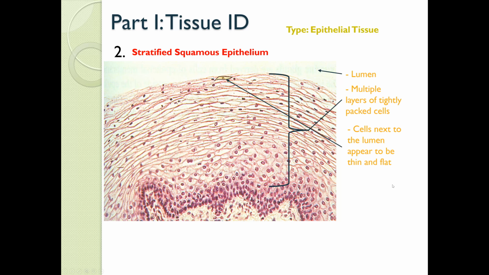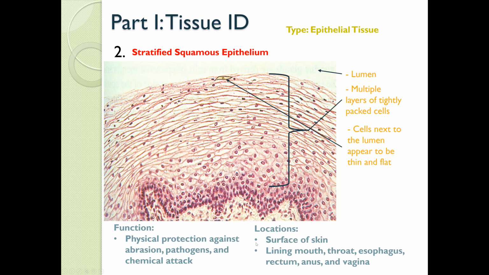You should have listed a function. And this type of tissue provides physical protection against abrasion, pathogens, and chemical attack. And locations include the surface of your skin and also the lining of the mouth, throat, esophagus, rectum, anus, and vagina. And in lab or in lecture, if you're asked to name one location, you could say, for example, lining the throat, and that is good enough to be one location.